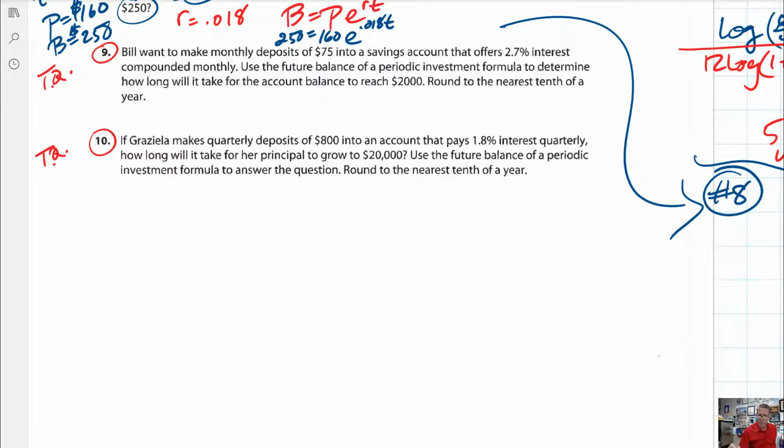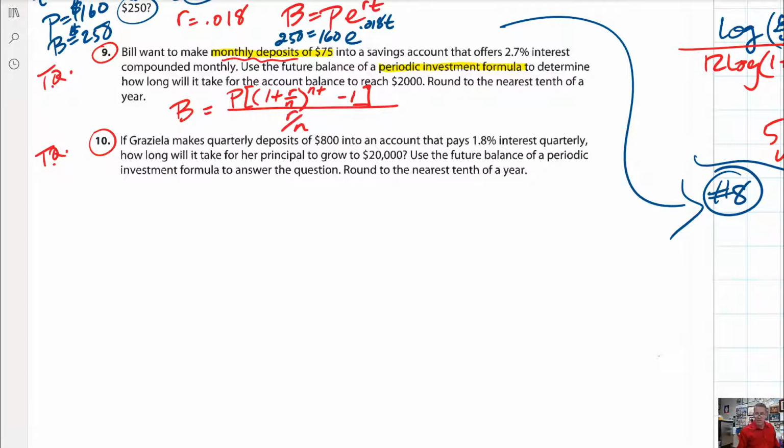And number 9, Bill wants to make monthly deposits. This is periodic, okay? So the fact that it says monthly deposits, he's going to be depositing $75 per month. You need what's called the periodic investment formula, which is this one here. The future value of any periodic investment is given by P times the quantity 1 plus r divided by n to the nt power, minus 1, all divided by r divided by n.